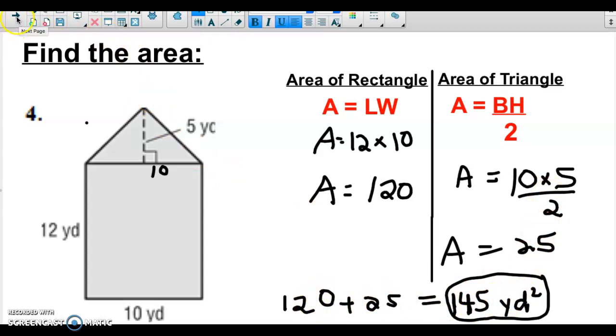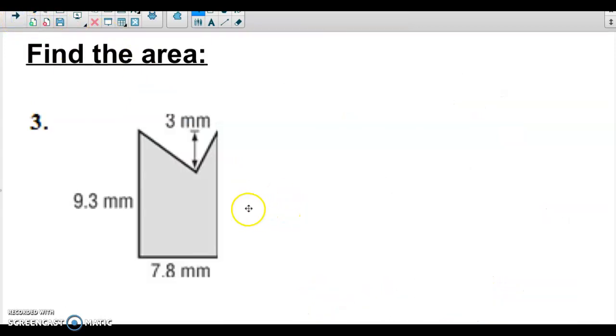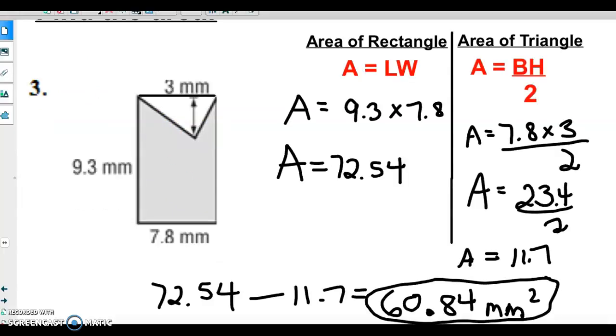I realize we have time actually for one more. So what I want you to do is find the area of this whole entire thing, which is a rectangle if you draw a line across here. And you're going to have to subtract the area of the triangle because that's missing. So please do that and hit pause, and when you come back, you'll see the answer.